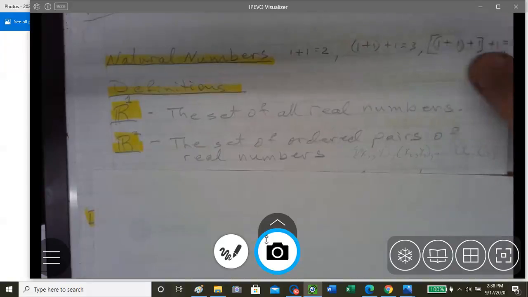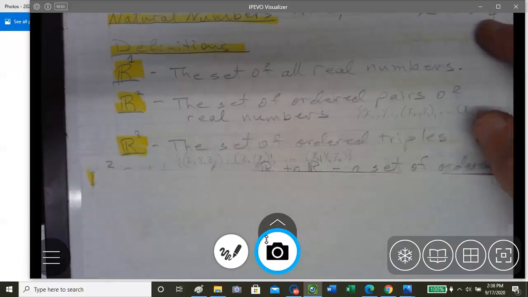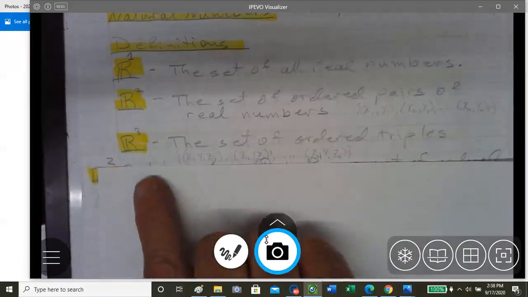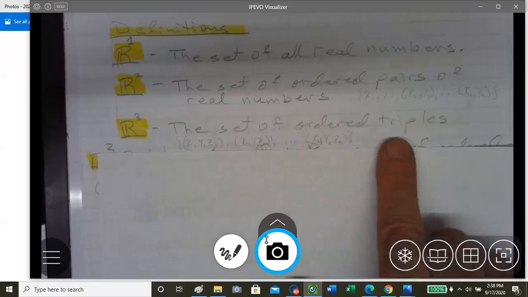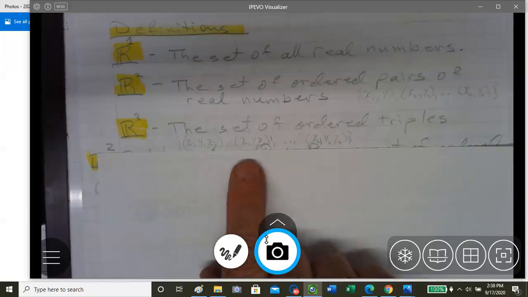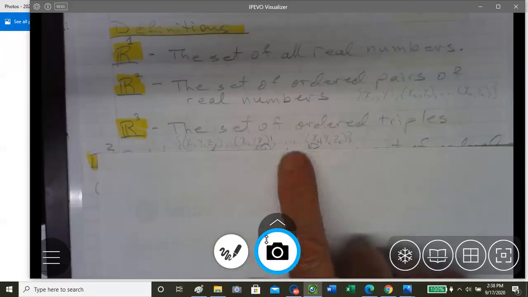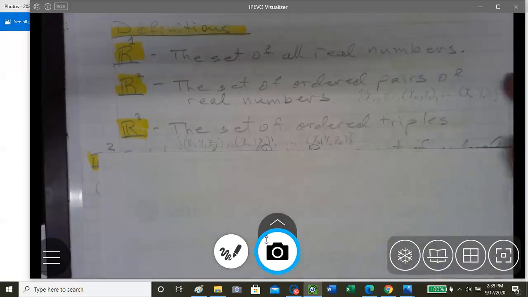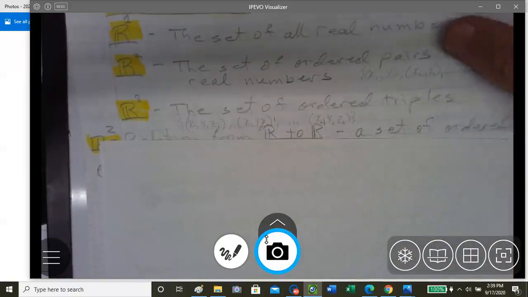We won't get a whole lot of that, but it does show up once in a while. And then R with a superscript 3 is a set of ordered triplets, and that's on the x, y, and z axes. So you get (x1, y1, z1), (x2, y2, z2), dot, dot, dot, (xn, yn, zn). So it keeps going on depending on what n is.